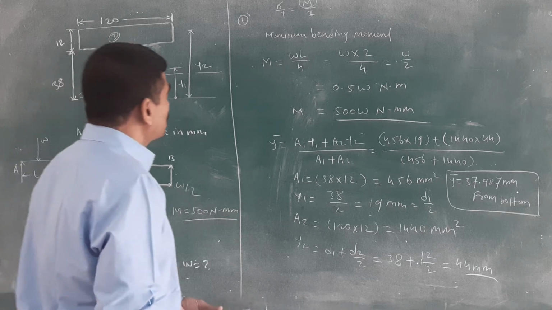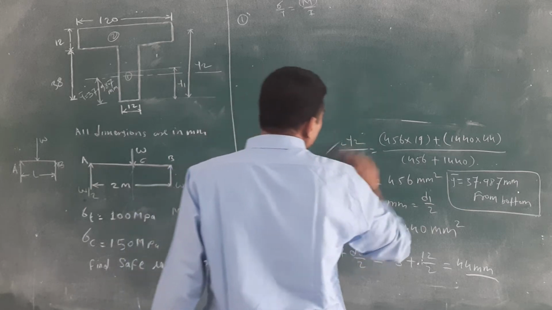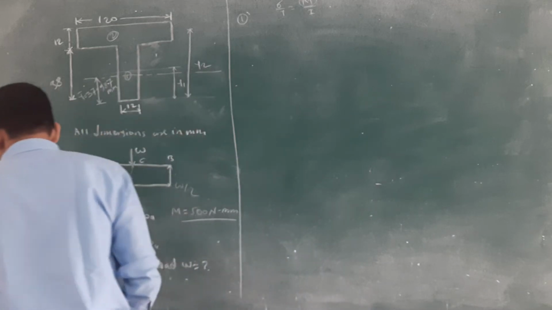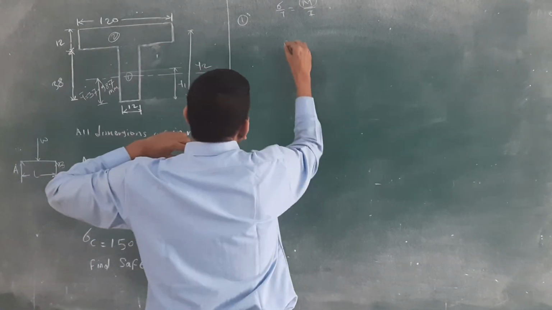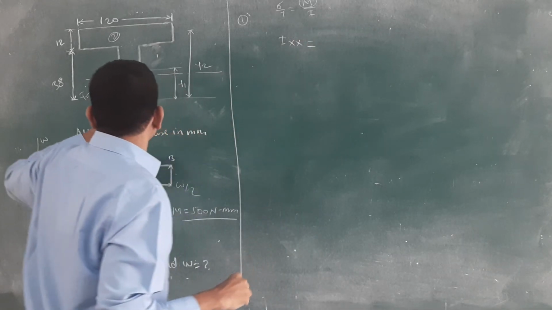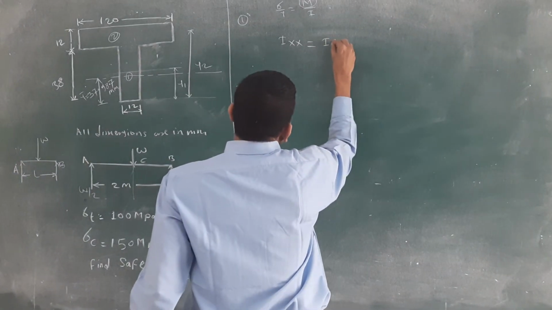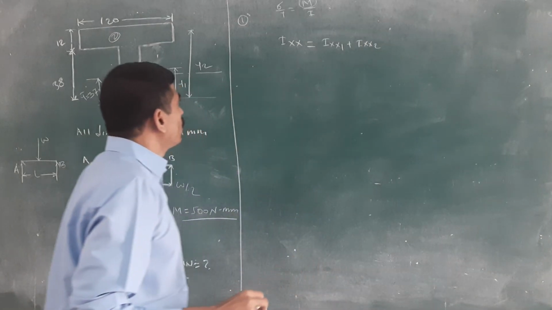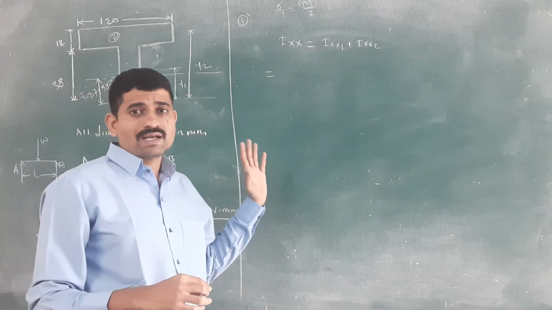Then next step, remember that we are getting the y bar. Then we will go on to the I. How to calculate the moment of inertia about the centroid, this x-axis? I will write the formula here. Ixx is equal to, see, we will calculate for the first part and second part. That's why you will get two different moments of inertia, Ixx1 and Ixx2. And how to calculate this? With the help of the parallel axis theorem.